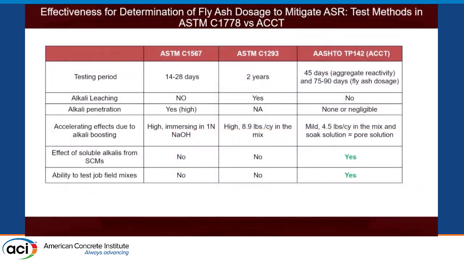Now, why do I do ACCT testing? You have ASTM C1567 and C1293. The only problem with these two tests is that we add a bunch of alkali to elevate the alkali level in a concrete or mortar specimen. When you elevate the alkali level, and you are using an SCM that contributes soluble alkali a little bit, how are you going to pick up that information when a bunch of alkali is already added in the mix?